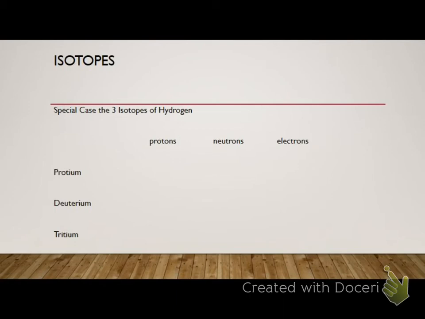Hydrogen is a special case, and it's such a special case that they give each isotope of hydrogen its own special name. They all have 1 proton, because remember we said that doesn't change. Protium, which is the most common form, has 0 neutrons. It's the only element that has 0 neutrons. Deuterium has 1, and tritium has 2. They all have the same number of electrons.